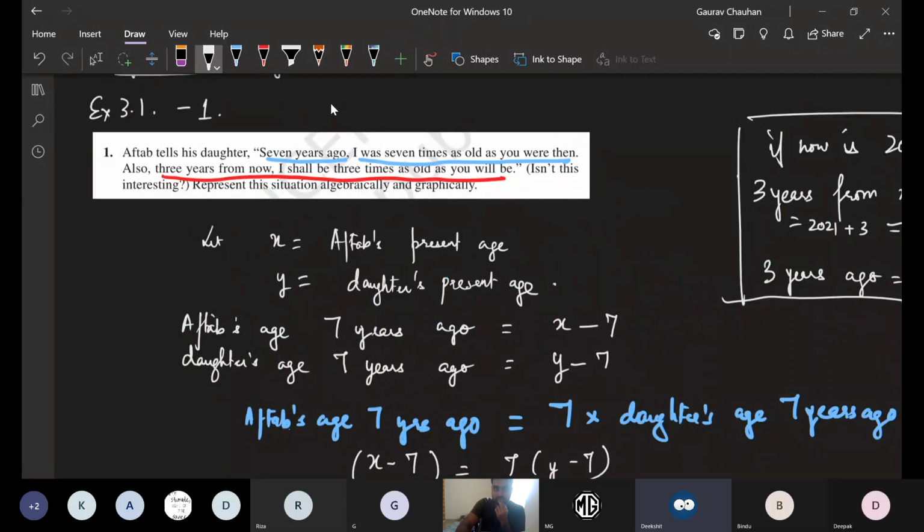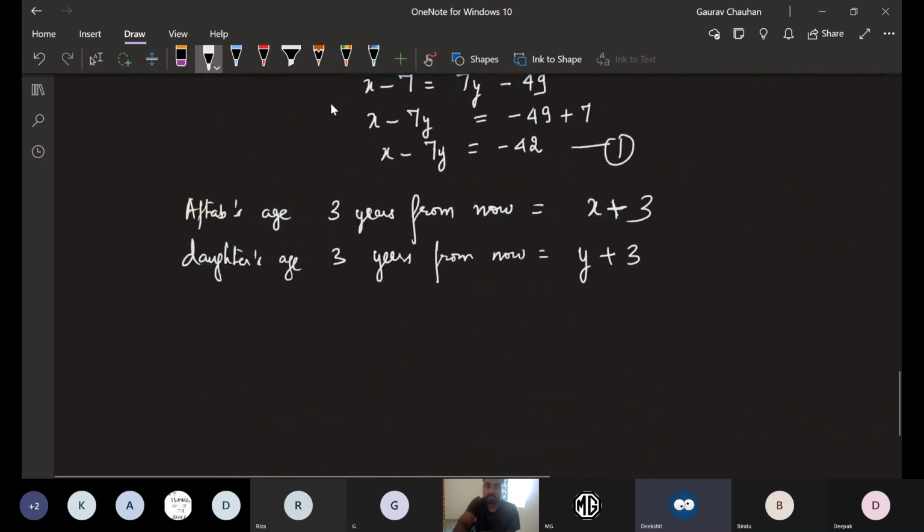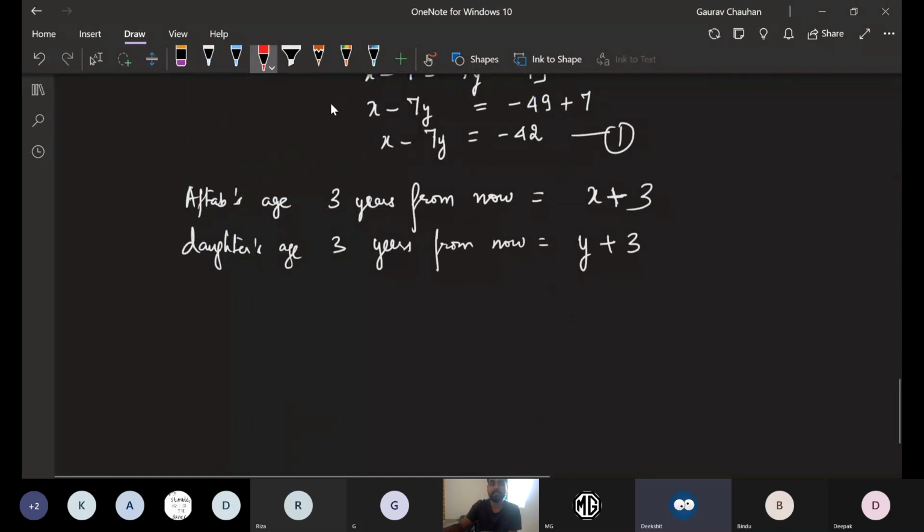So now we'll write the equation, sir. X plus 3. Read the right statement, please, so that we are good with that. Also, 3 years from now, I shall be 3 times as old as you will be. Aftab is telling this, okay?